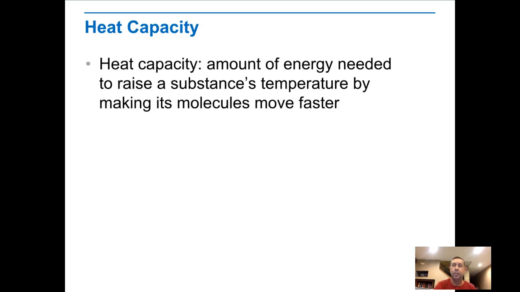Heat capacity is important too. Heat capacity is the amount of energy needed to raise the substance's temperature by making its molecules move faster. Heat is a measure of how fast the molecules are moving. Water has a high heat capacity, which means that it takes a lot of energy to change the temperature of water. And this helps keep the environments stable, helps keep our body temperature stable since we're mostly water.